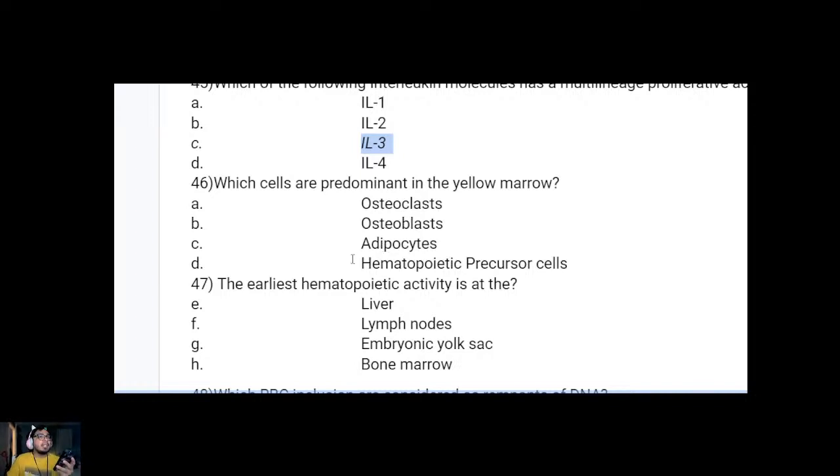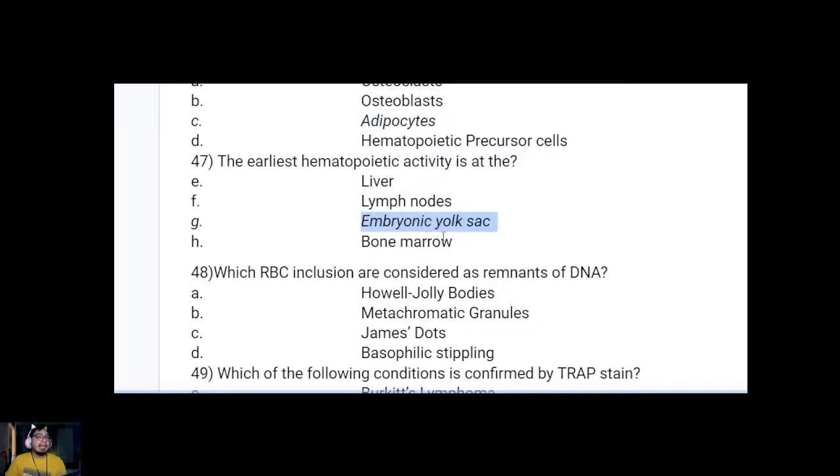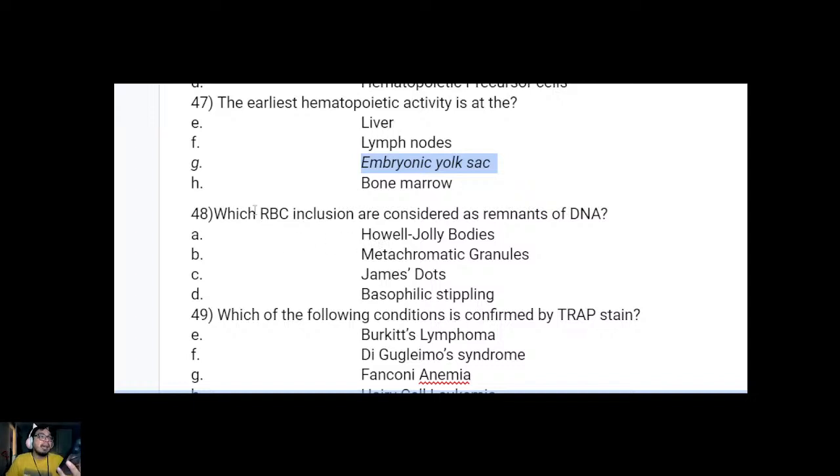Which of the following cells are predominant in the yellow marrow? 46 people answered. A lot of them answered yes, adipocytes. So no need to discuss that one a little bit more. Earliest hematopoietic activity is in the embryonic yolk sac. That is correct. Yolk sac. Which RBC inclusion is the... oh my gosh, wag niyo kakalimutan si Jollibee ah.